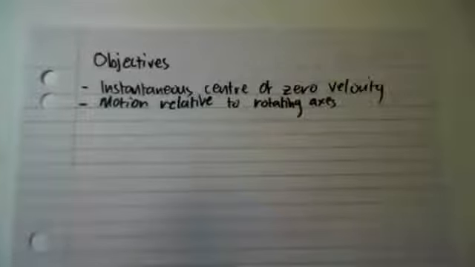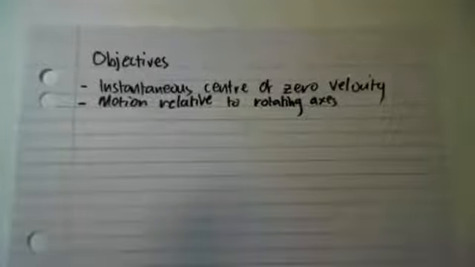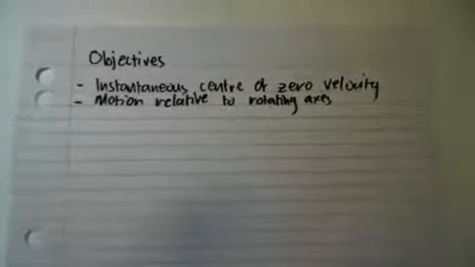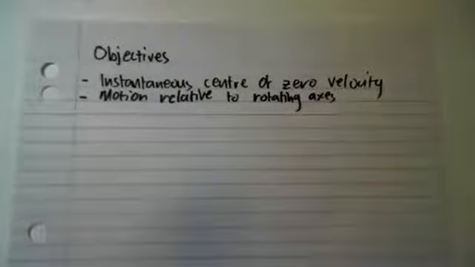Okay, in this video I'm going to be covering instantaneous center of zero velocity and the beginnings of motion relative to rotating axes. I'll probably go over more than one video for the second part, so motion relative to rotating axes I'll do in a couple of videos.